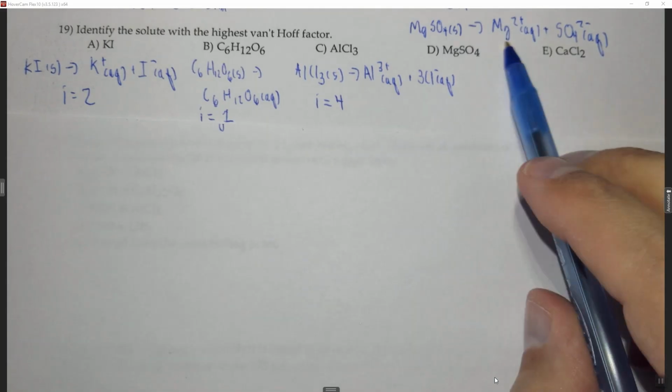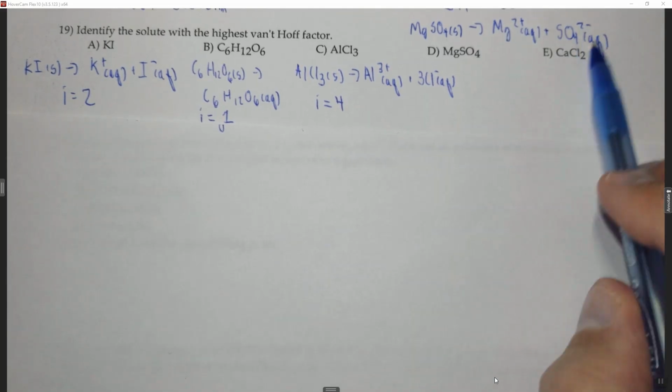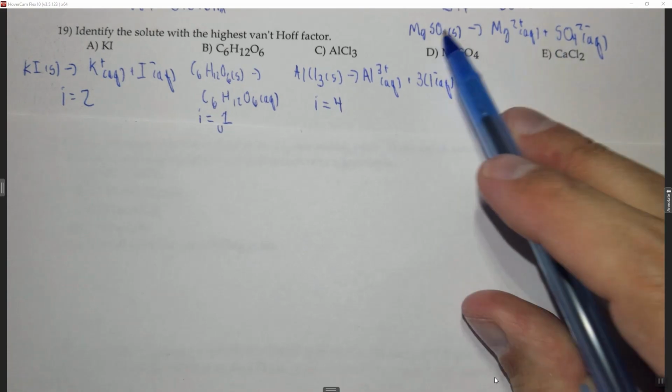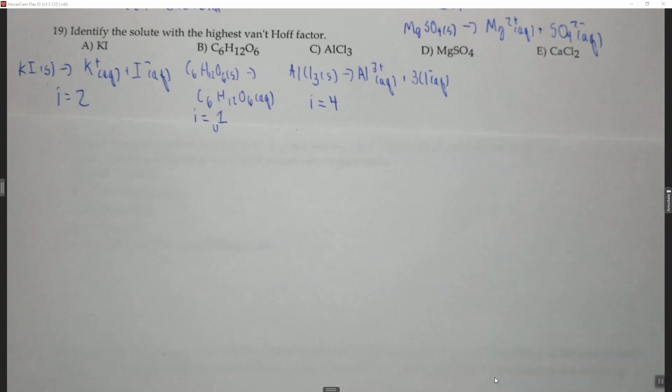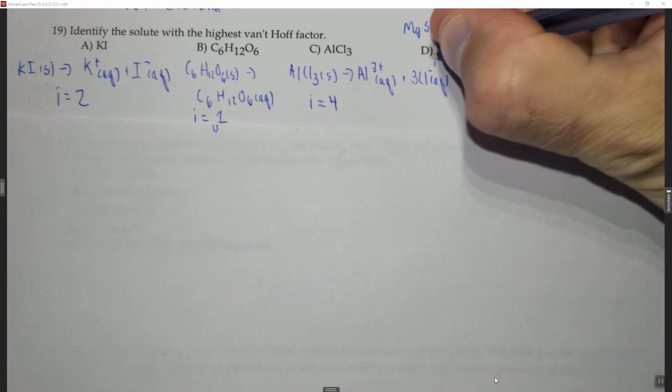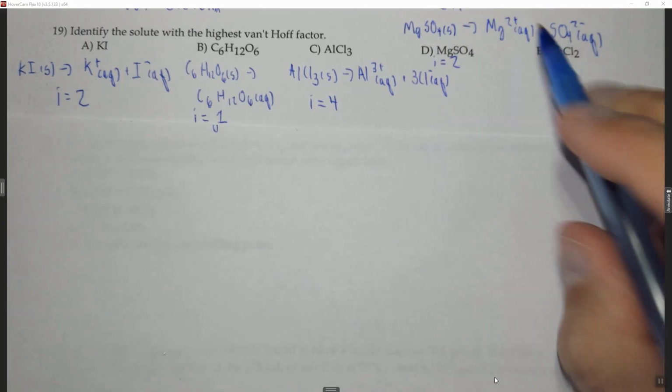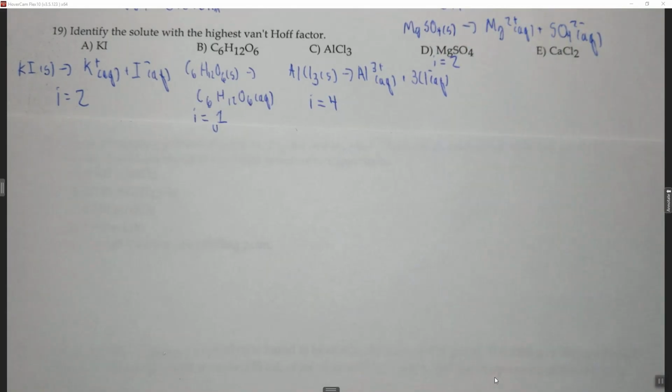So the polyatomic ion and the metal dissociate, but the polyatomic ion stays intact. It's sulfate over here, it's sulfate over here. In this case, I is equal to 2 because we get 2 things in solution.